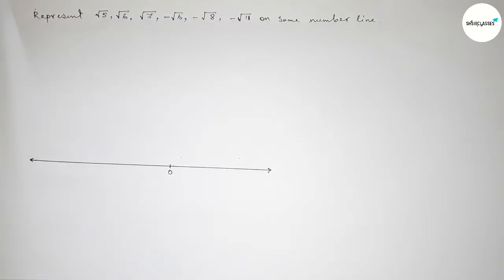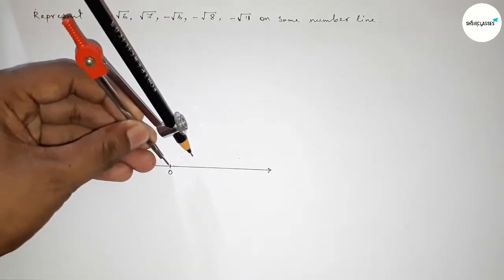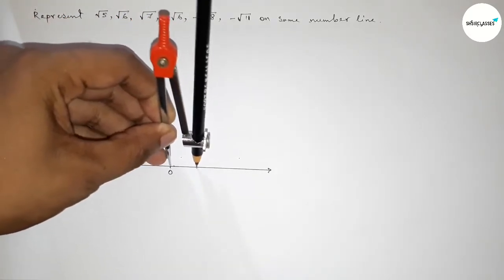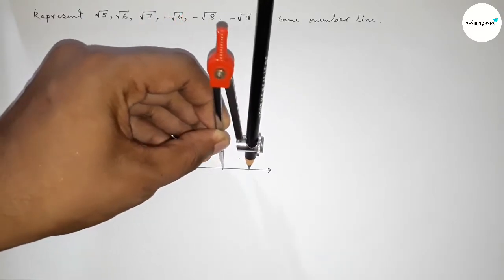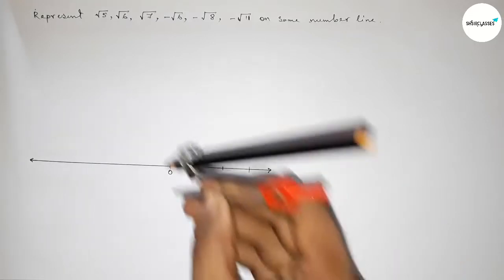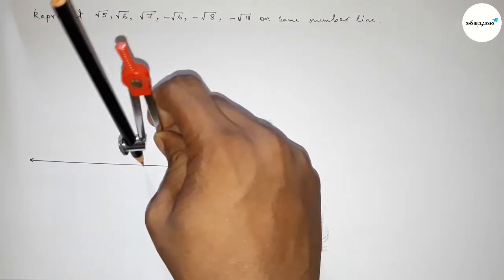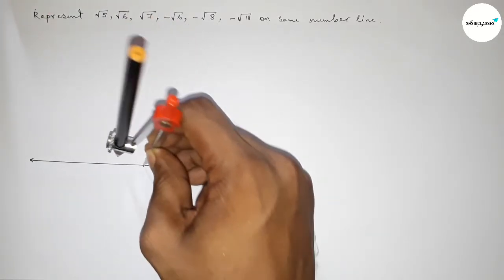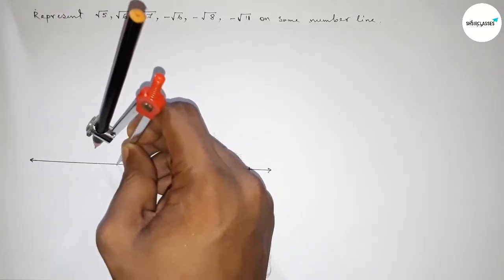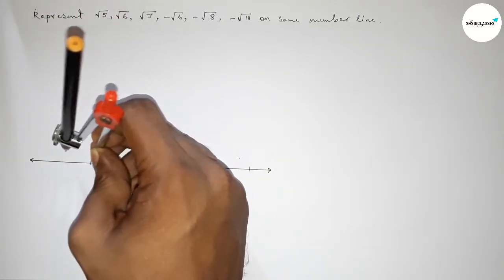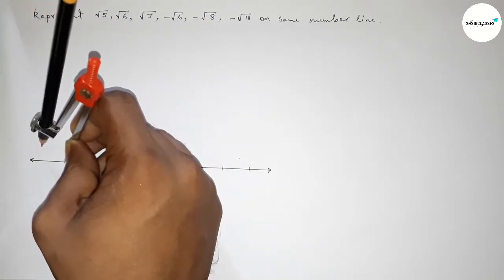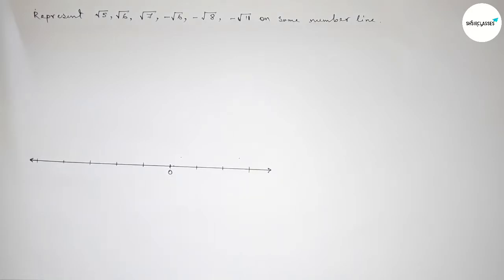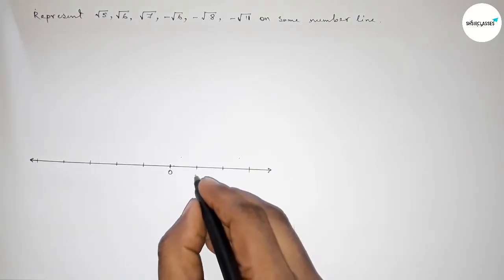Next, we have to mark the numbers on the line by using a compass. So putting the compass here and taking any length, and mark the numbers on the line this way. With the same length, putting the compass here and cut here, and putting the compass here and cut here. So in this way we have to first construct a number line. Okay, and the length between any two numbers is 1 unit length.